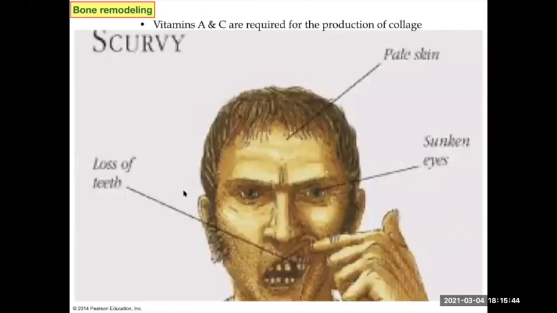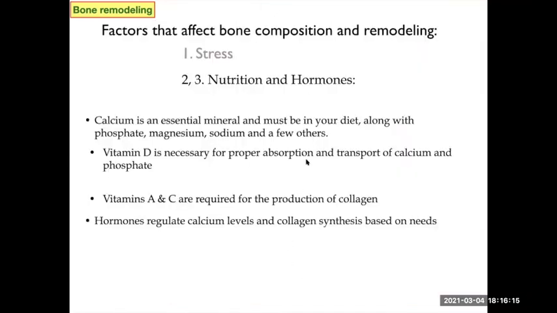And then the other, as far as vitamins go, remember the organic component of bones, collagen. There should be collagen over here. Vitamins A and C are required for production of collagen, which will not only give bone its flexibility, so bones are kind of brittle without collagen, but also the attachment points. That's why with the scurvy thing, you get loss of teeth and all that stuff. So vitamins A and C, all these vitamins are important.